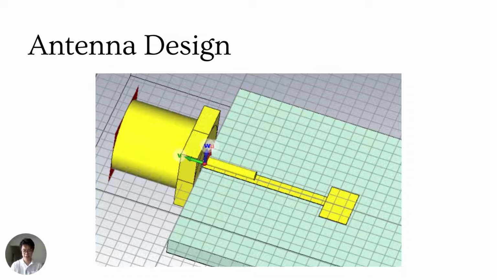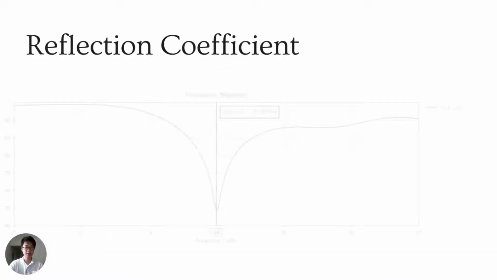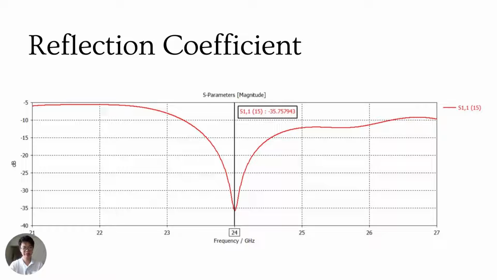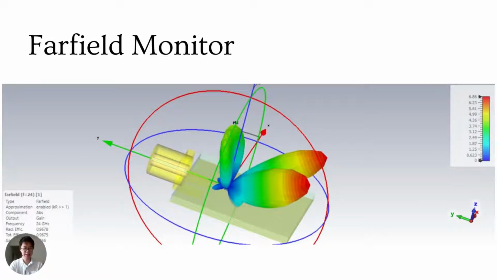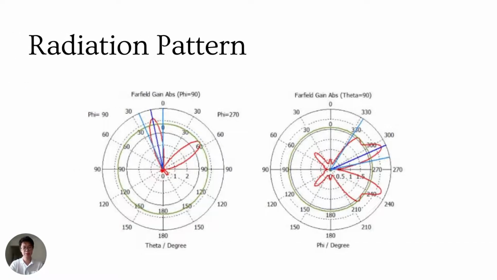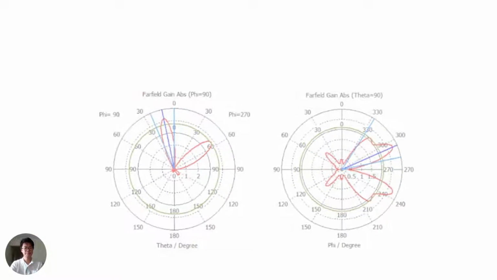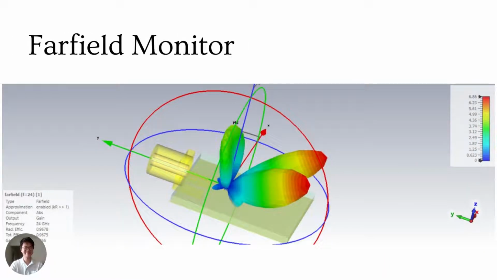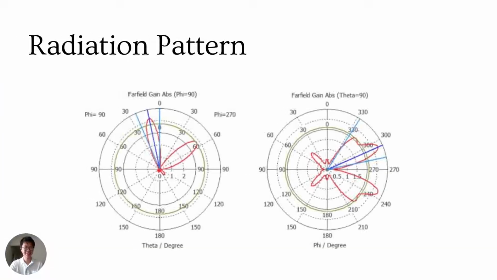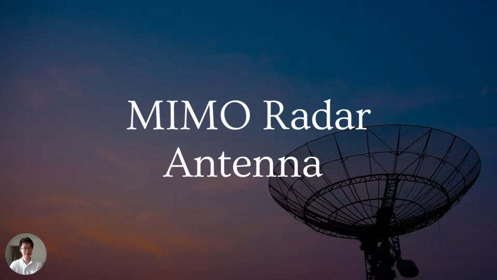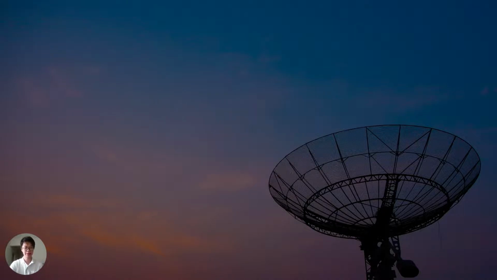After we use the calculations to achieve the dimensions, we have successfully achieved the reflection coefficient of negative 35.75 dB at 24 gigahertz, and the radiation patterns such as this in the 3D field, in the 2D field, and here back in 3D. Okay, so we got a decent single patch antenna. Now we'll try to make it into a MIMO version. So it will be split, and now we try doing a 2x2 MIMO radar antenna.